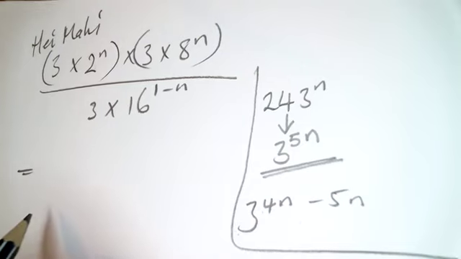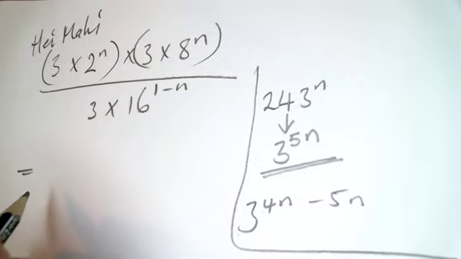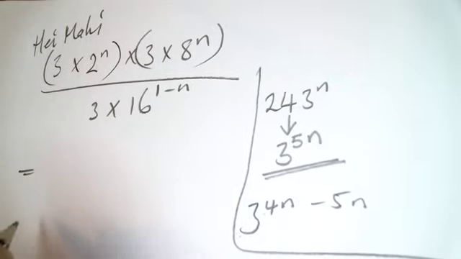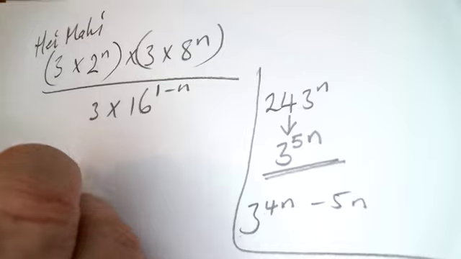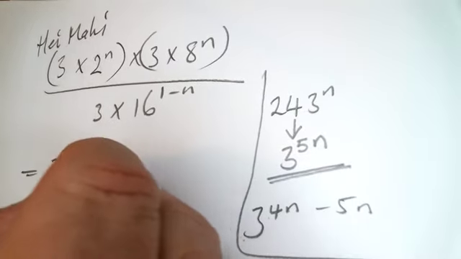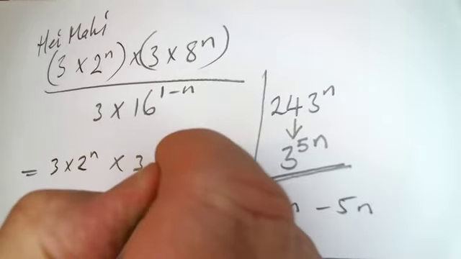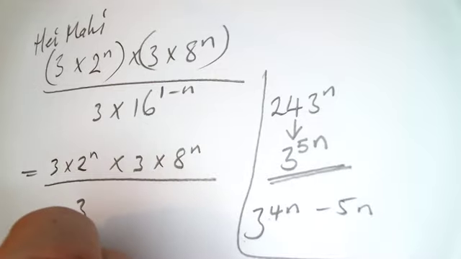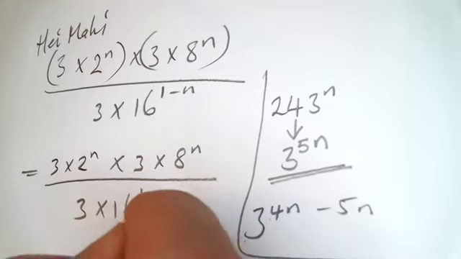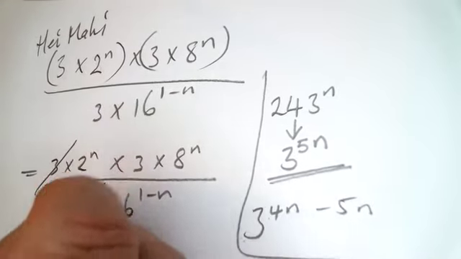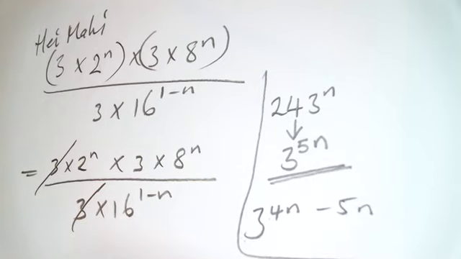All right, so the first thing is in this one, you don't need the brackets at all because everything's just multiplied. So I could rewrite that as 3 times 2 to the n times 3 times 8 to the n all over 3 times 16, 1 minus n. And the first thing I'm going to do is cross out one of the 3's. I just don't need them.